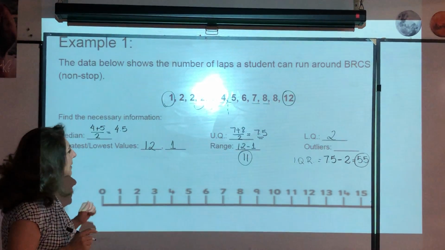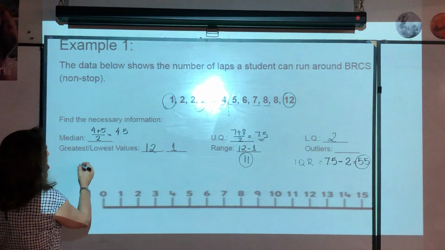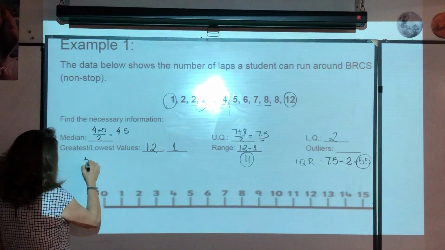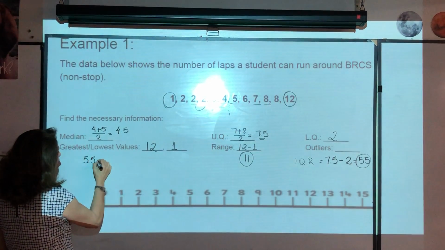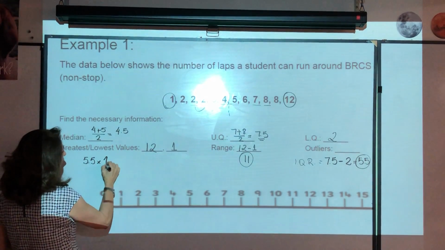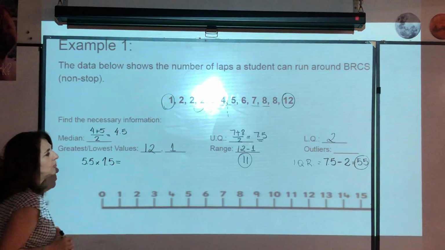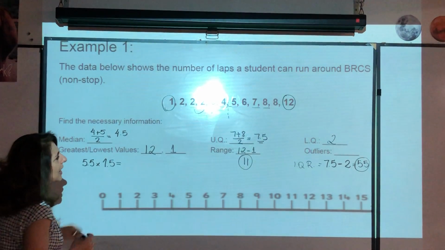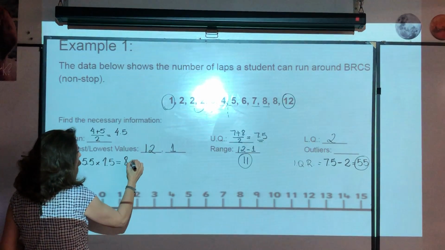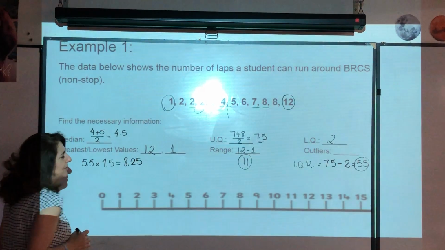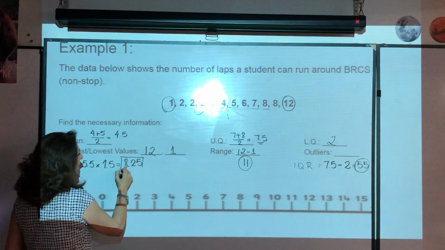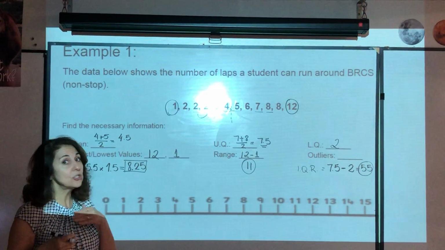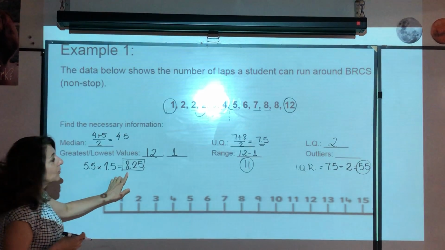For me to see if I have any outliers, I'm going to do it on this side over here. What I have to do is get my interquartile number, which is 5.5, and multiply that number by 1.5. So 5.5 times 1.5 gives 8.25. This number here is the magical number that I am going to use to check if I have outliers or not. How do I do that?